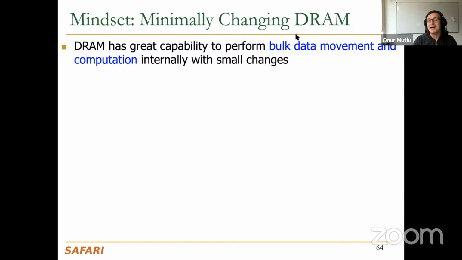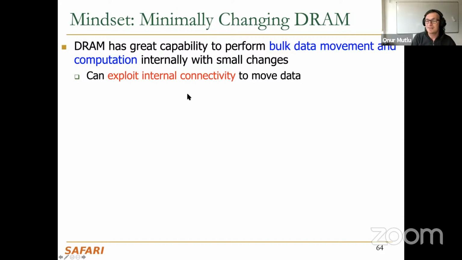And it showed that DRAM has great capability to perform bulk data movements. And later works built on it to show that the DRAM also has great capability to do computation internally with small changes. So RowClone is really the first example of this. It showed that you can exploit internal connectivity inside the DRAM with some orchestration to move data between different DRAM parts, as well as to initialize data.